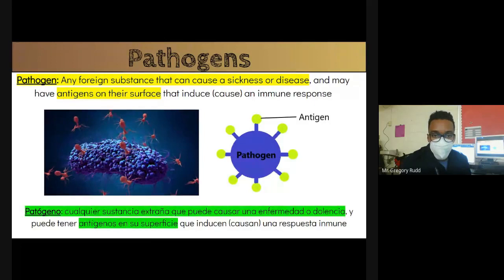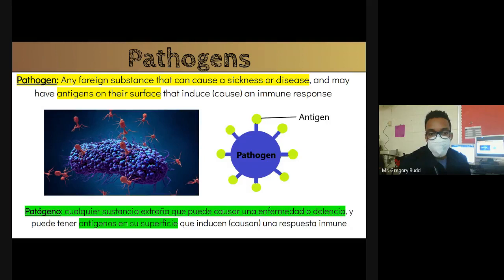Many pathogens, but not all, have what are called antigens on their external surfaces. And those antigens are what actually induce an immune response in the organism. But the good thing about the antigens is that they are unique in a way that allows our immune systems to recognize them after we've survived a bout with the pathogen.